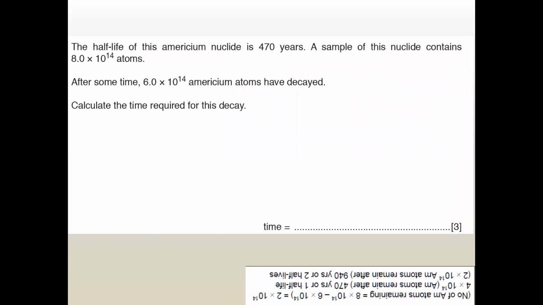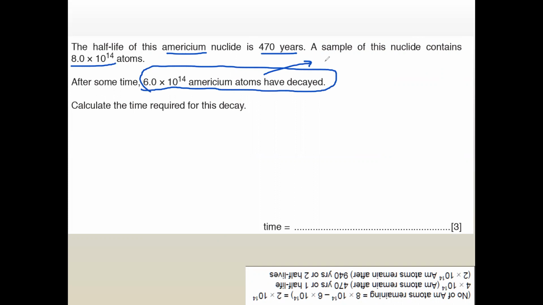So another question. The half-life of an americium nuclide is 470 years. A sample contains 8 into 10 to the power 14 atoms. After some time, 6 into 10 to the power 14 atoms have decayed. Decayed means this many have become stable. Calculate the time required for this decay. So how much time will it take when 6 exponent 14 atoms have become stable?